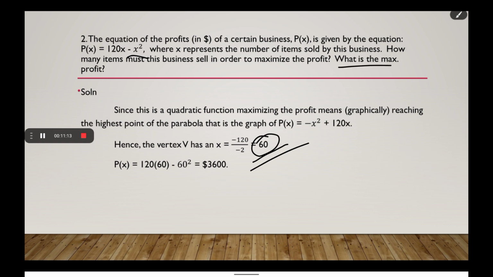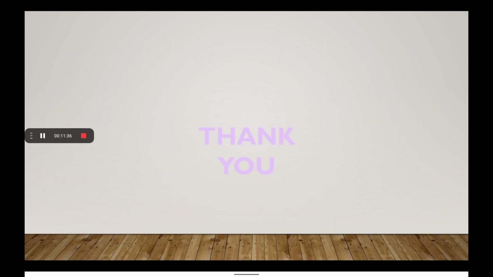What is the maximum profit? Here they have given in the question that P of x is the profit, and it is given as an equation. We just substitute the value of x here in P of x. The maximum profit is $3,600. I hope you understand this. It's very simple. I hope you all understand these application problems. Okay, thank you.